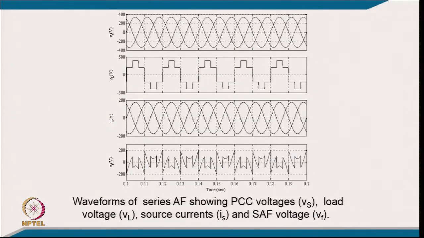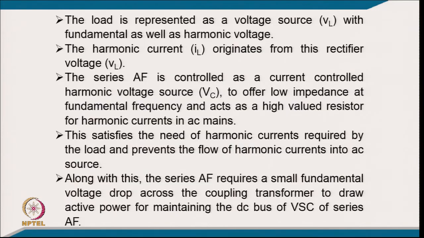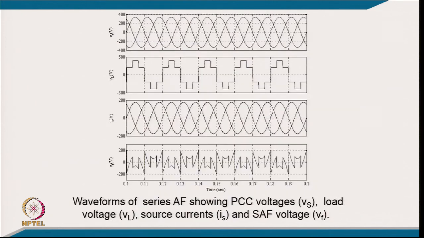draw active power for maintaining the DC bus of the voltage source converter, which is normally realized with the help of control. So, this is a typical example. You have not given the circuit of it, no? You could have given the circuit anyhow. We have this waveform corresponding to a 3-phase diode rectifier, and if you put a series active filter, you have a supply voltage, you have a load voltage, and you can force the supply current to become sinusoidal in phase with the voltage, and the capacitor will be charged accordingly, and this is the injected voltage. But if you inject this voltage, you will have this kind of load voltage also.